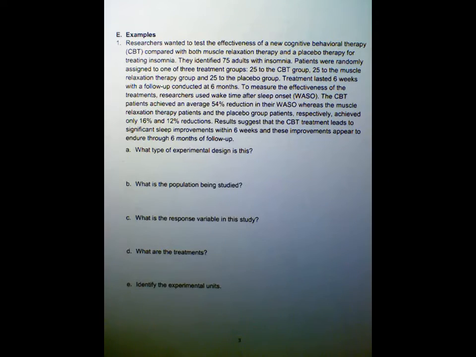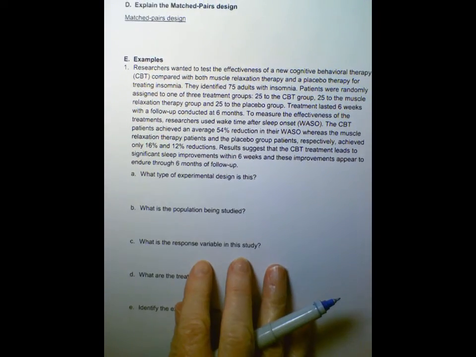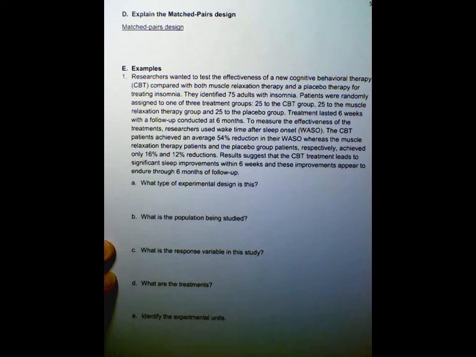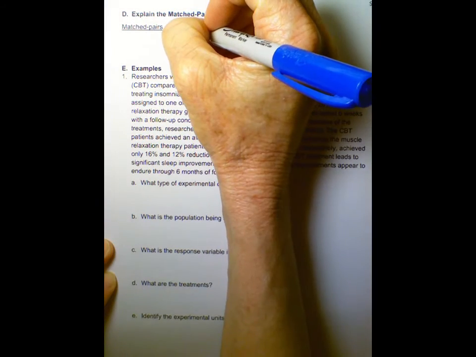Continuing now with section 1.6, the design of experiments. Part D, explain the matched pairs design. Here, explain the matched pairs design. And what is matched pairs design? This is an experimental design in which the experimental units are paired up.